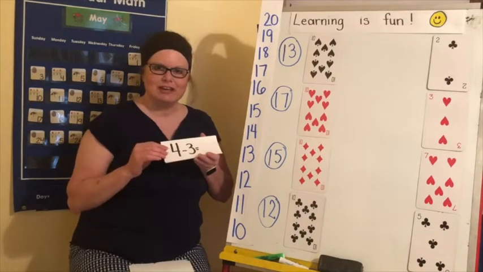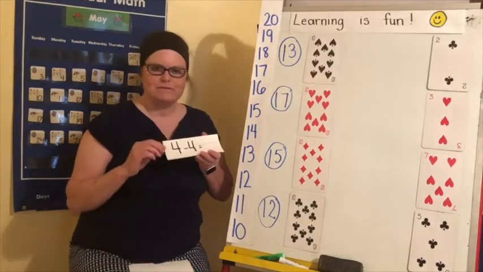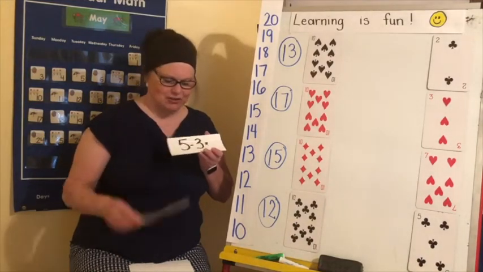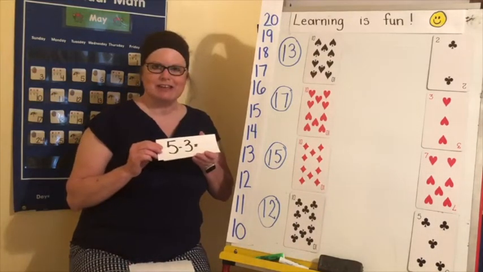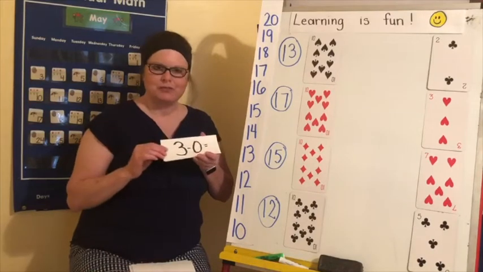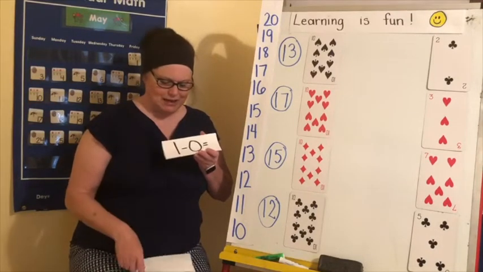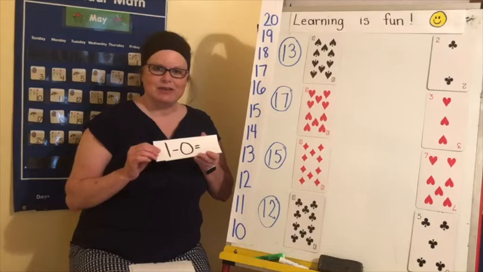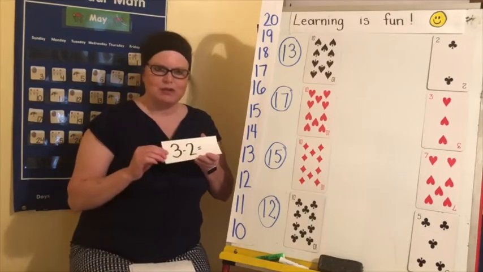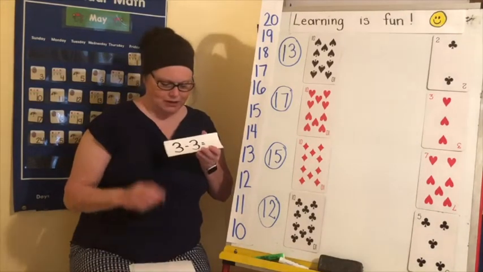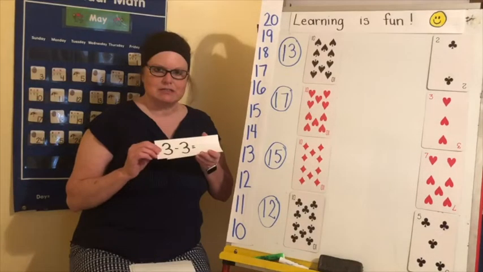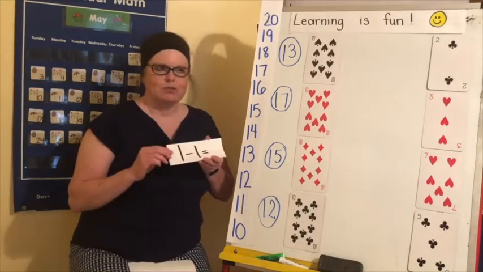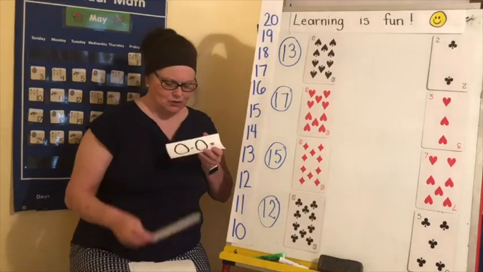4 minus 3 equals 1. 4 minus 4 equals 0. 5 minus 3 equals 2. 3 minus 0 equals 3. 1 minus 0 equals 1. 3 minus 2 equals 1. 3 minus 3 equals 0. 1 minus 1 equals 0.